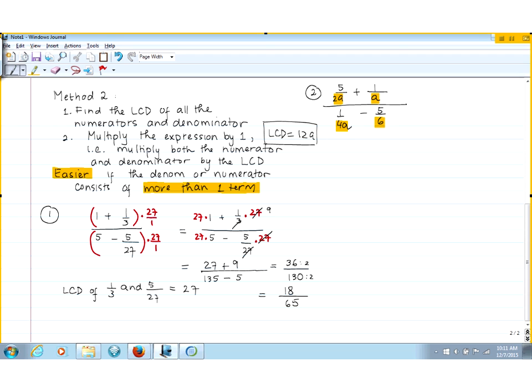I'm not going to write it like this because I think it is confusing. But you guys got the idea, right? I have to multiply the top by 12A and the bottom by 12A. So let's multiply by 12A, each term. So that's the LCD. We multiply each term by the LCD.